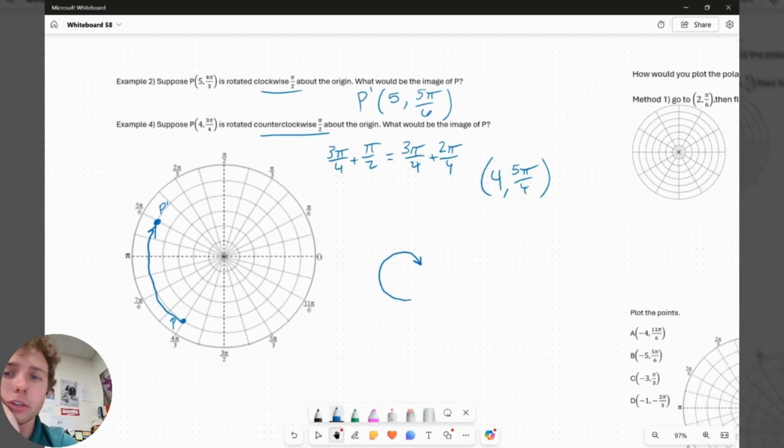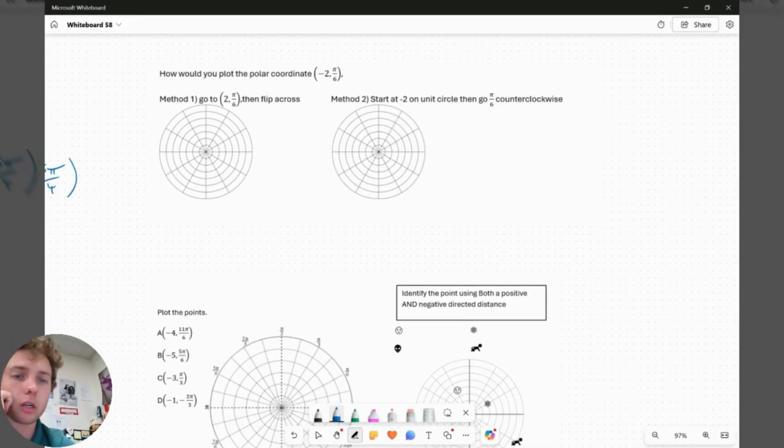Okay, so that's just a basic idea so far. But sometimes things can get a little bit weirder when you go through this process. For example, if you start to have a negative radius instead, there are two ways you can deal with that. Both are kind of laid out in front of you. The first method is to treat it like a positive, and then flip it to where it should be instead.